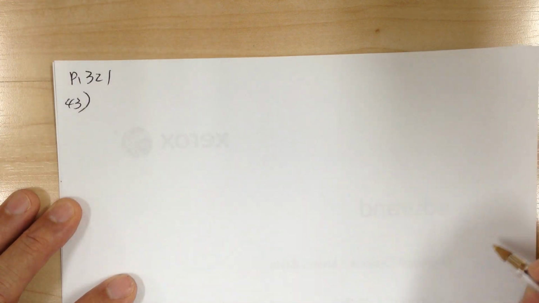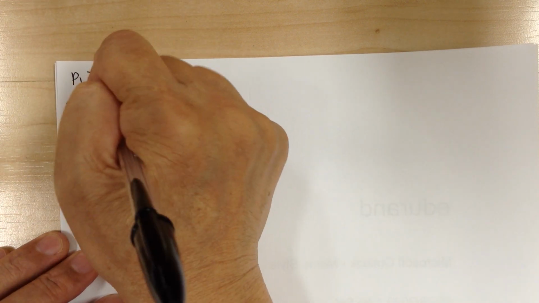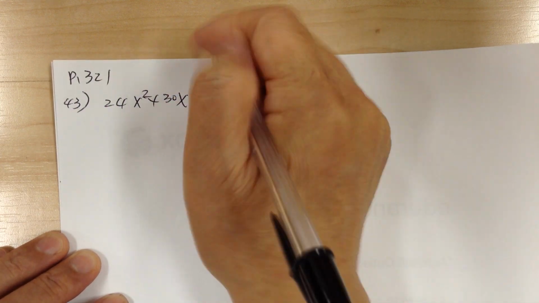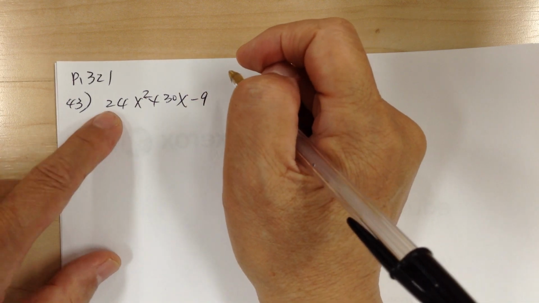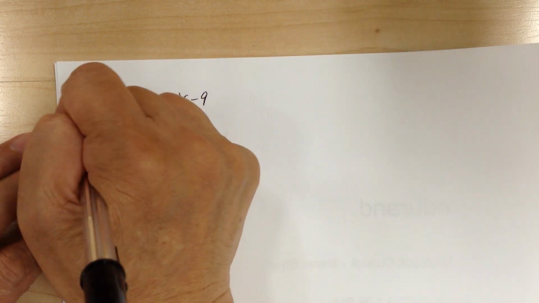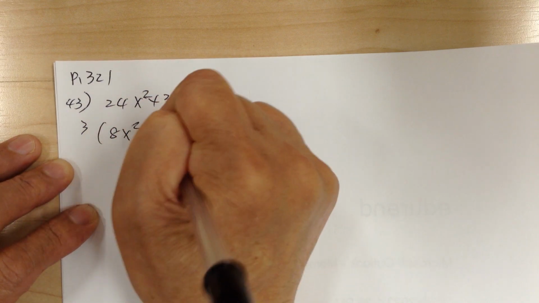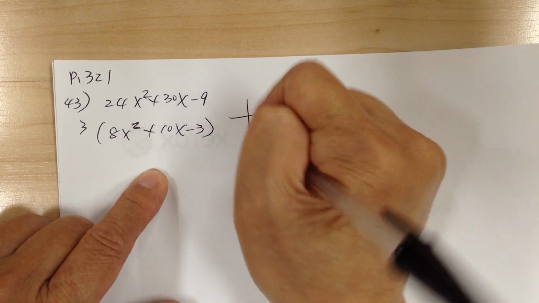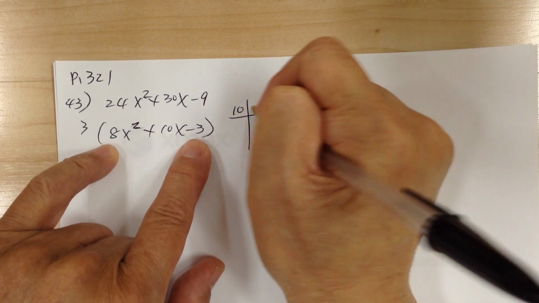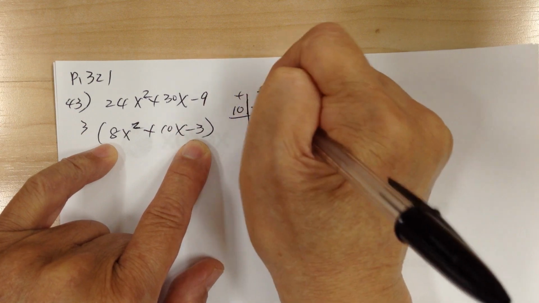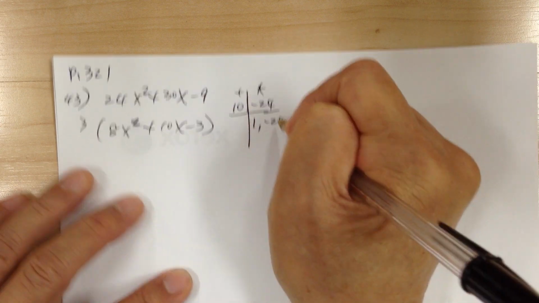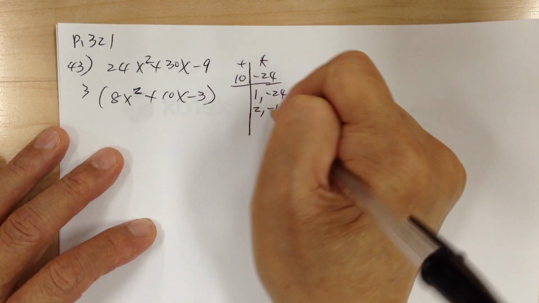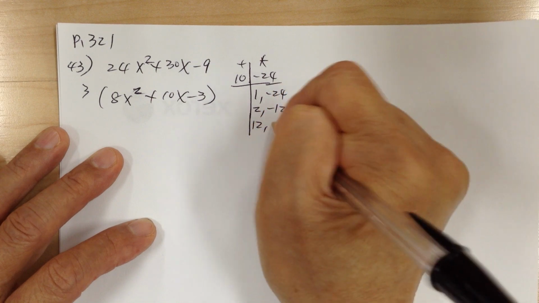Okay, number 43. Here you got 24x squared plus 30x minus 9. So step 1, common factor, you can factor out 3. So you get 8x squared plus 10x minus 3. You go to step 2, no good, so you go to step 4, master product. So you're going to get 10 and 24. So start with 1, negative 24, 2, negative 12. This will give you negative 10, so the numbers are correct, signs are wrong, so you go 12, negative 2.